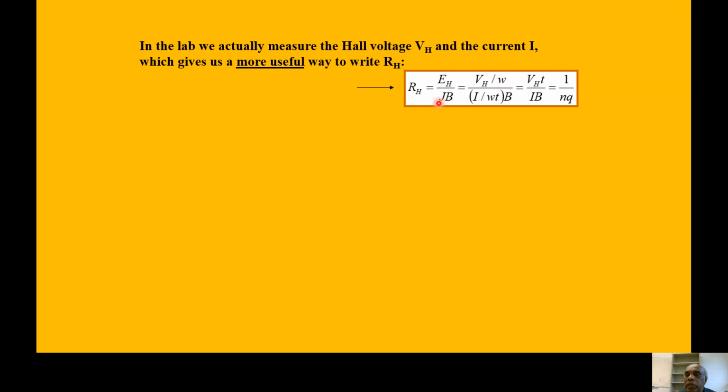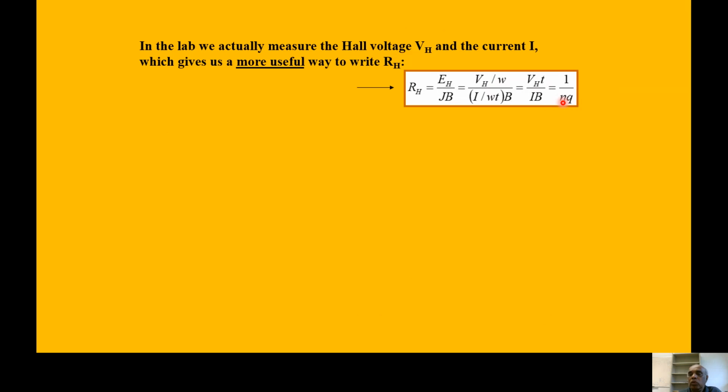Then J is the current divided by the perpendicular area, that is W times T times B. Now you can say W and W cancel. So then you get VH T divided by I times B. Also we know RH is given by 1 over NQ. So then you can write VH as IB divided by NQ times T.